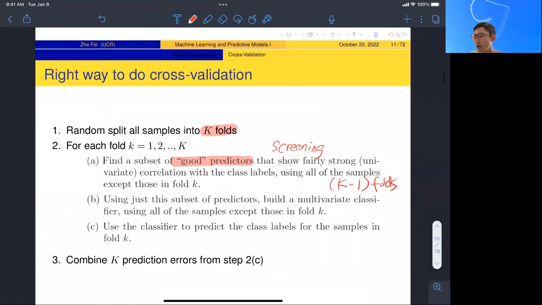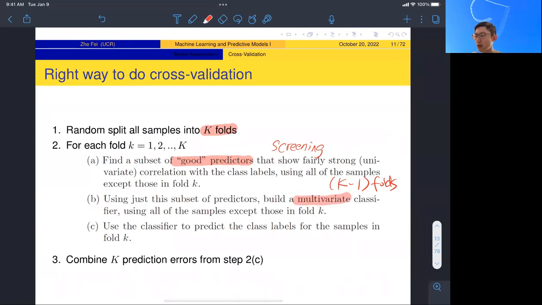So let's continue here. The key to keep in mind is that you want to do the k-fold split before any of the screening or model selection takes place. Within each fold, you can perform screening and then build this multivariate model.